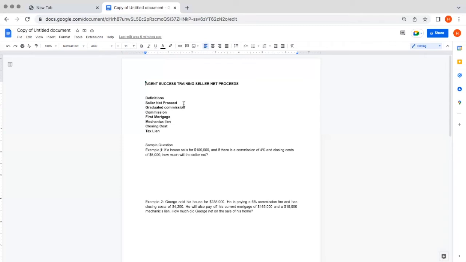Commission is just generally what you charge. That's not a graduated commission split. So if you're charging 6% commission, it's going to be 6% on the entire contract or listing. That is something that you will go over with your seller when you are doing a listing presentation. What are you charging them to sell their property?